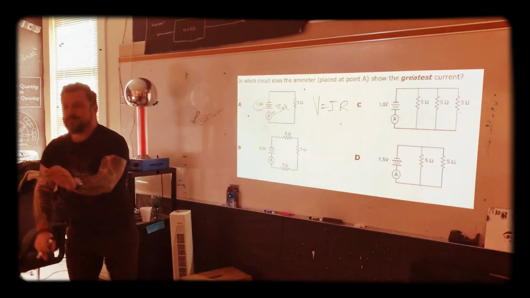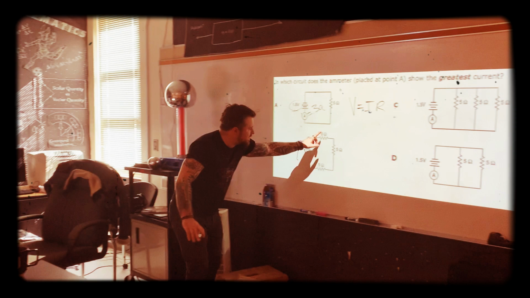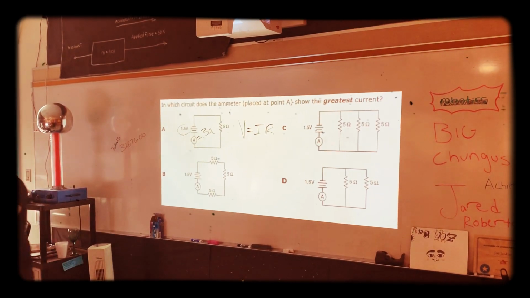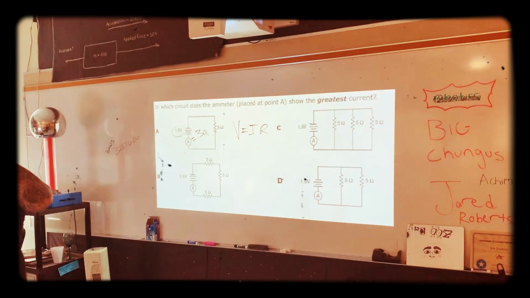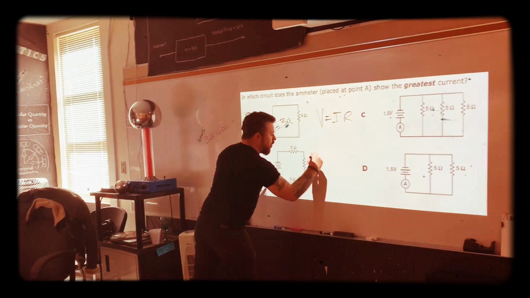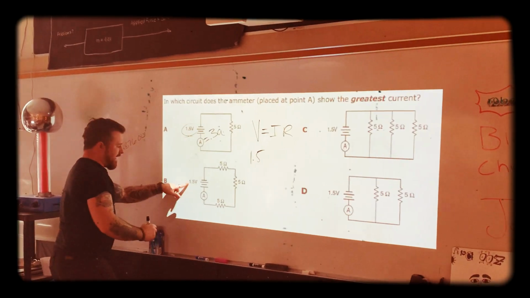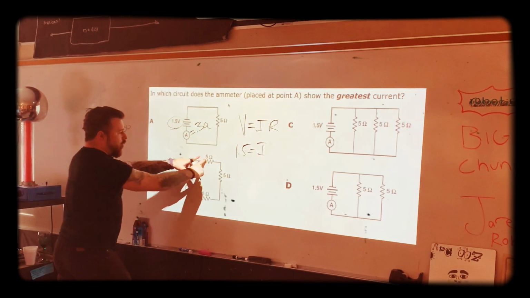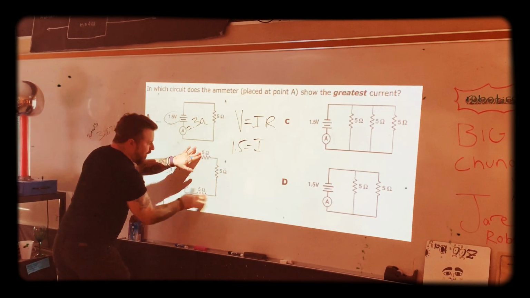Now, real quick. If I add more resistors, is the current going to go up or down? Down. It's going to go down. If the resistance goes up, I'm stopping the flow of electricity. Let's confirm. 1.5 is still my voltage. It's the same battery. But I'm looking for I, current. Instead of one 5 ohm resistor, I have three 5 ohm resistors.